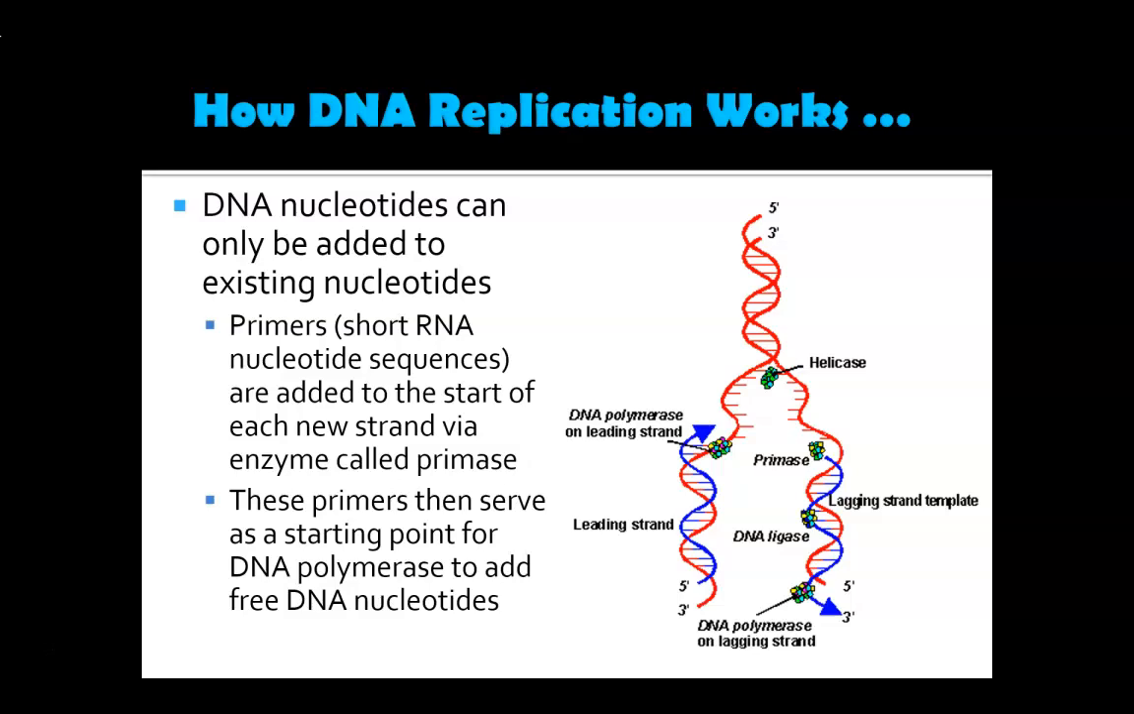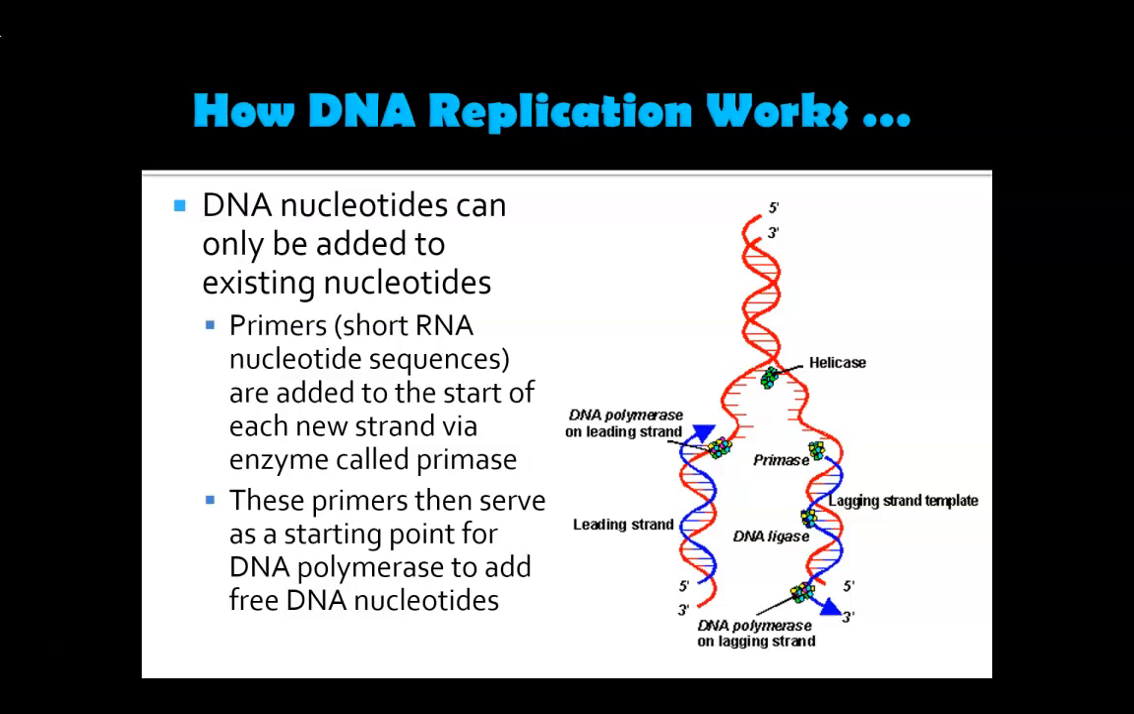It needs something to bind to. It needs something to connect to. So the way that your cells have gotten around this problem is to actually build short strands of RNA nucleotides first instead, what we call these primers. And these primers may be 10, 20, 30, 40 RNA nucleotides long first, and then it can start building the DNA strand from there. So how does your cells do this?